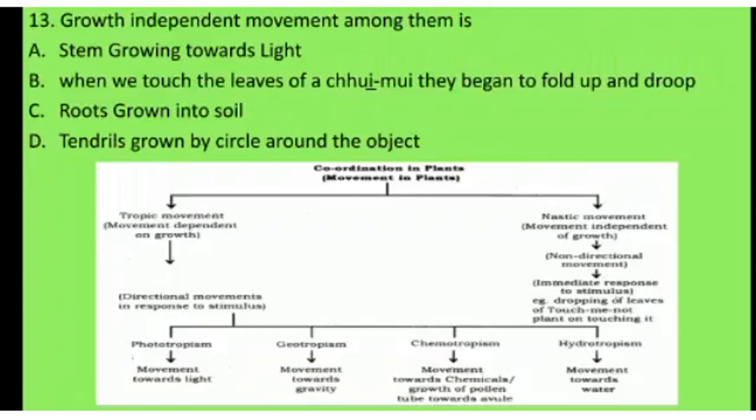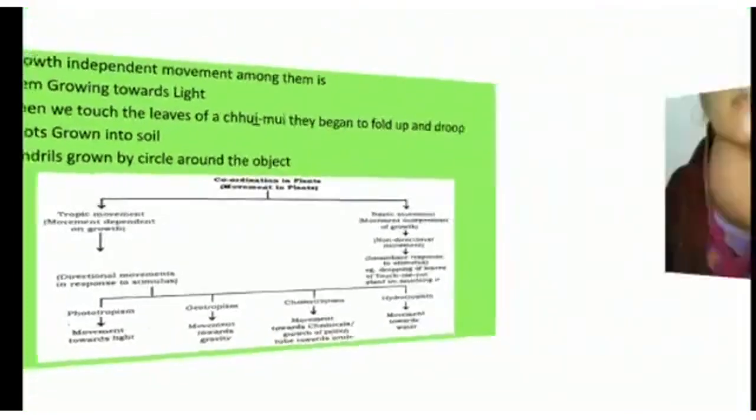For example, the drooping of leaves of the touch-me-not plant on touching it. The Mimosa pudica plant, the touch-me-not plant, when you touch it, folds up its leaves and droops down for a short period of time. So these are the nastic movements. So option B is the right answer for this. When we touch the leaves of a touch-me-not plant, they begin to fold up and droop down.